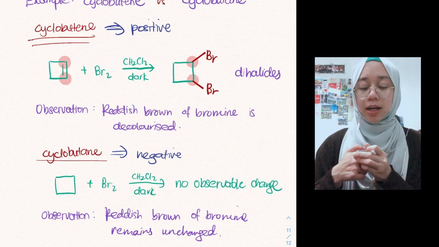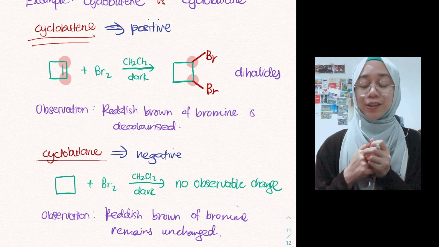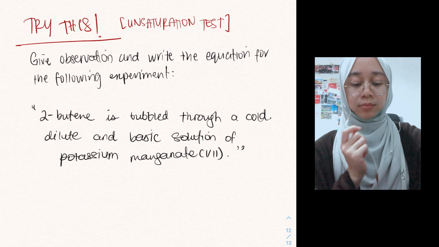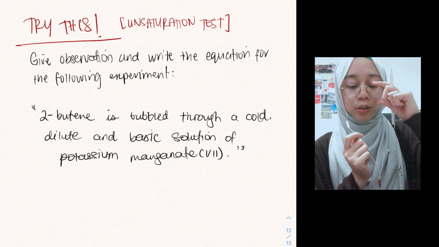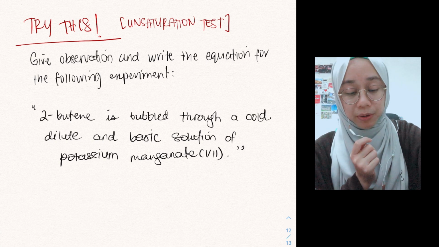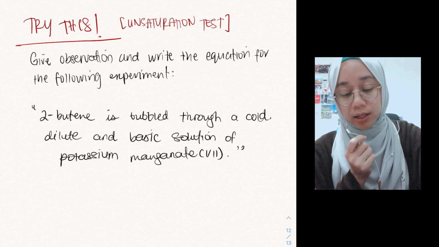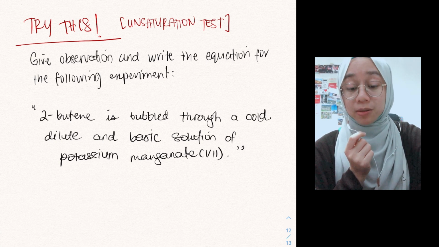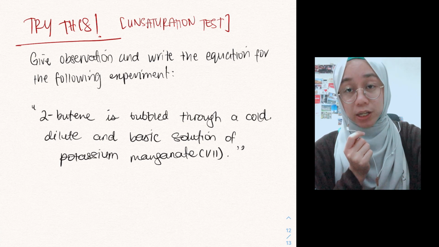Okay, jadi now you need to try on your own then. Okay, kita buat try this question. So give observation and write the equation for the following experiment. So you have 2-butene. It is bubbled through a cold dilute and basic solution of potassium manganate. So you just need to write the observation and also write the equation.